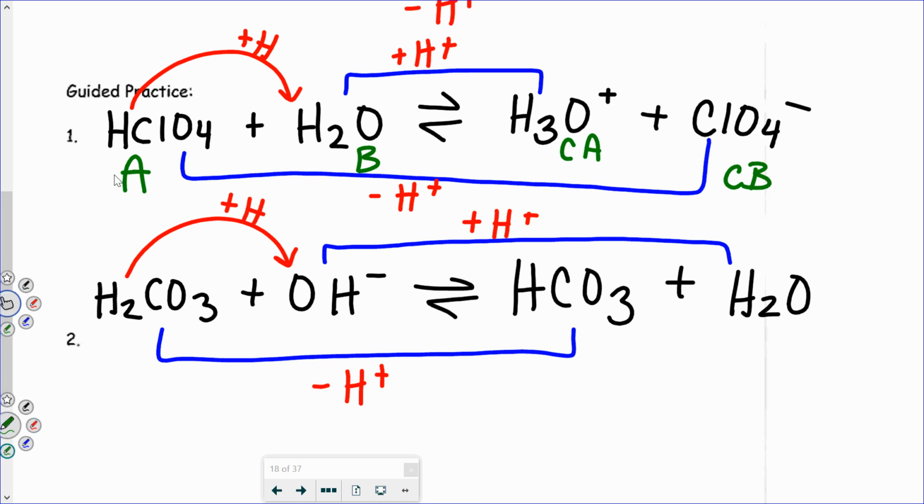Remember BAAD, bases accept, acids donate. The H2CO3 donated, so it's an acid. The OH minus accepted, so it's the base. Our acid is always bracketed to its conjugate base. And the base is always bracketed to the conjugate acid. If you go through those steps, you should be fine. Remember, all the donating and accepting goes on the reactant side. The products are just what you end up with after. So it's a lot easier to tell who gained and who lost that way.